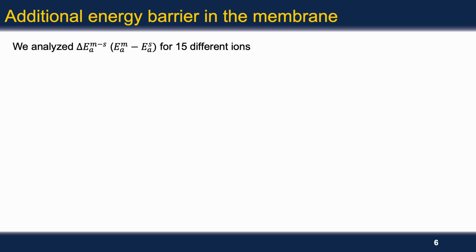We then analyzed the activation energy difference, which is the difference between the membrane and the external solution. I believe this is very important to do because ions have intrinsic differences in their transport properties, and specifically the activation energies in solution. And so to truly capture the effect of the membrane, we should normalize by this factor. This is not often done in the literature, and I think this is a significant shortcoming in this field.